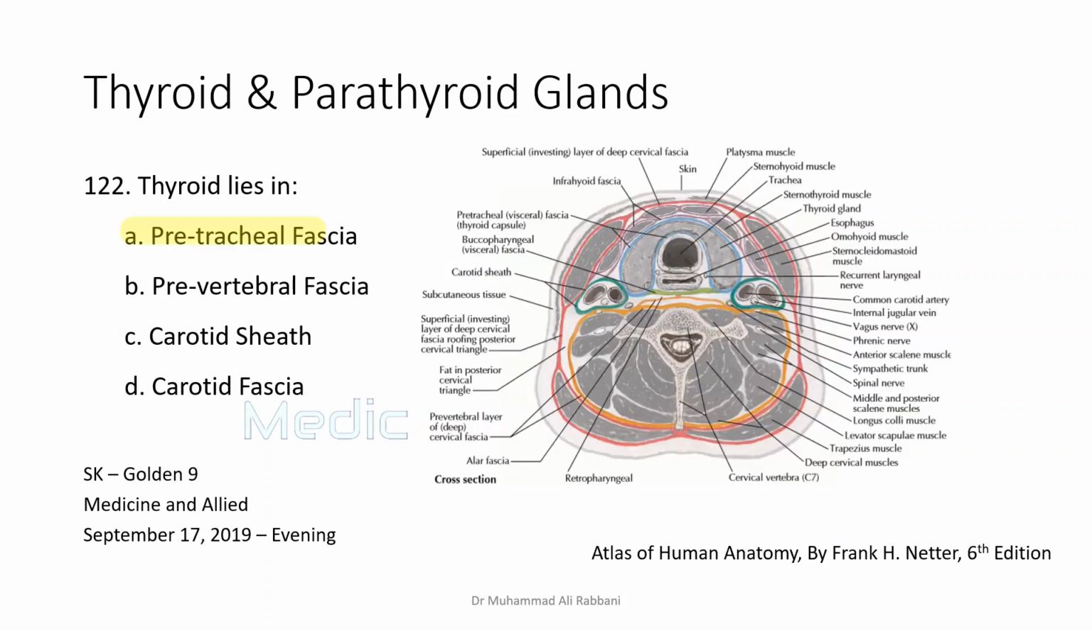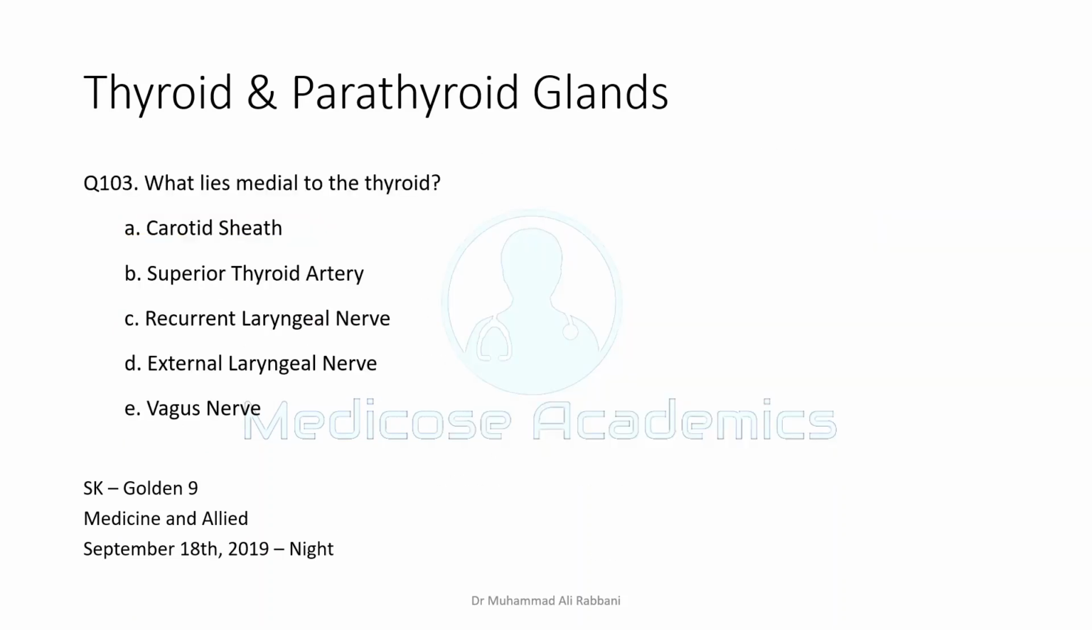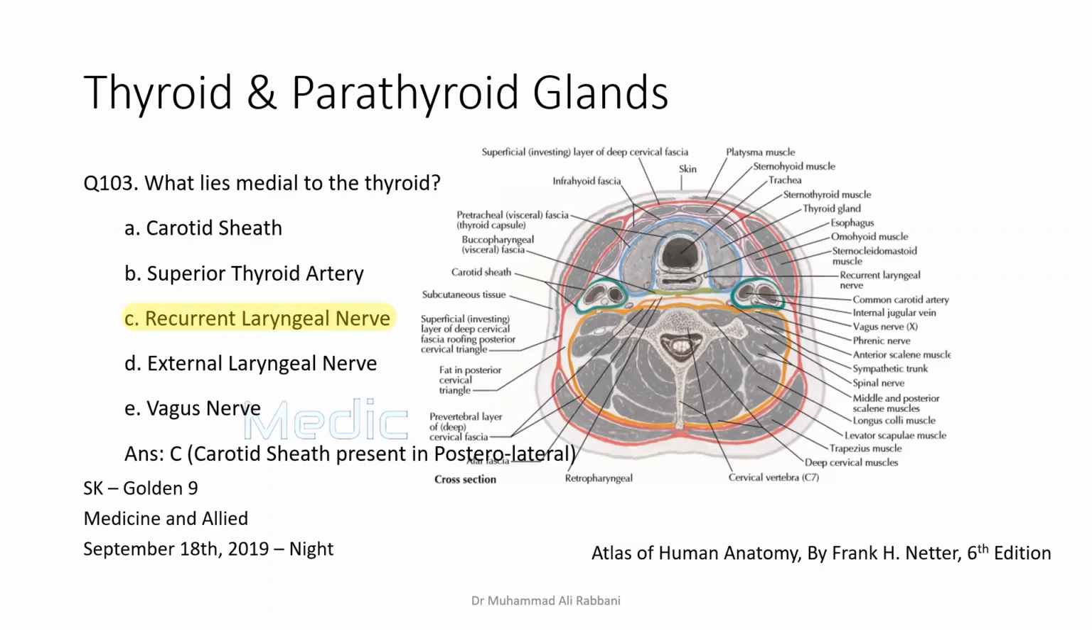Thyroid lies in, again, same question, pretracheal fascia, which lies medial to the thyroid. Again, I've been showing the picture of the Netter again and again. You should study that picture at least once, which is a structure that are medial to the thyroid. Anteriorly, there is trachea. Above, in the higher region, there will be larynx. In the lower region, there will be trachea. Posteriorly, in the higher region, it will be pharynx. In the lower region, it will be esophagus. But the important thing is this: the nerve that is passing between the trachea and the esophagus, that is recurrent laryngeal nerve. So it is in the medial relation to the thyroid gland.